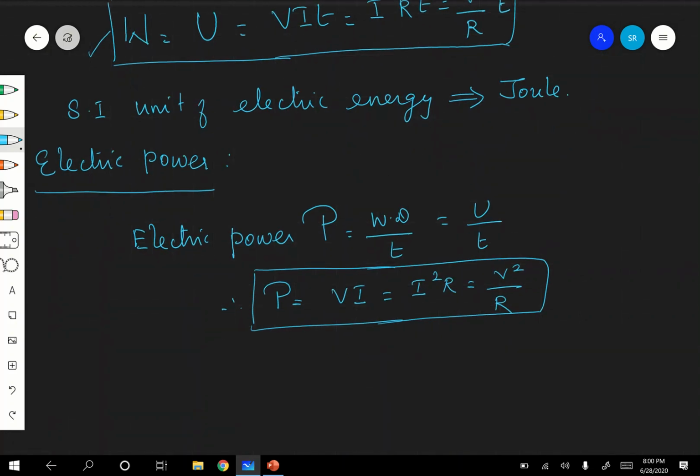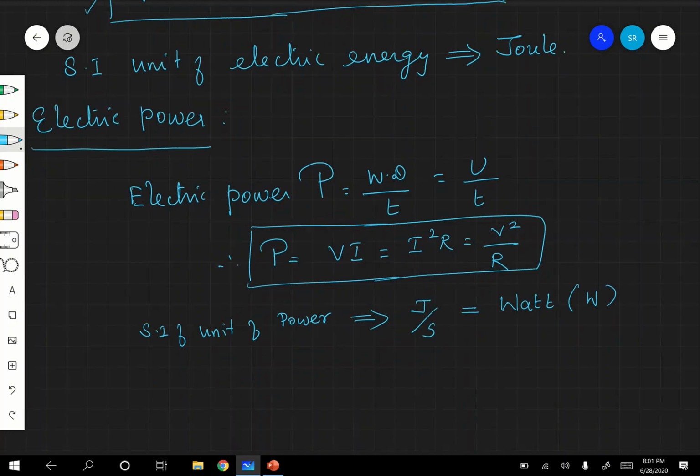Therefore, what is the SI unit of power? That is nothing but work done per time. Therefore, that is work done divided by time, joules per second, and joules per second is what is called watt. Watt, capital W. That is why here I have written work done as W; capital W is the symbol for watt.